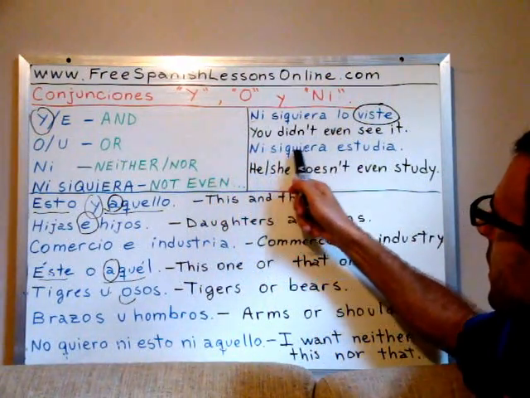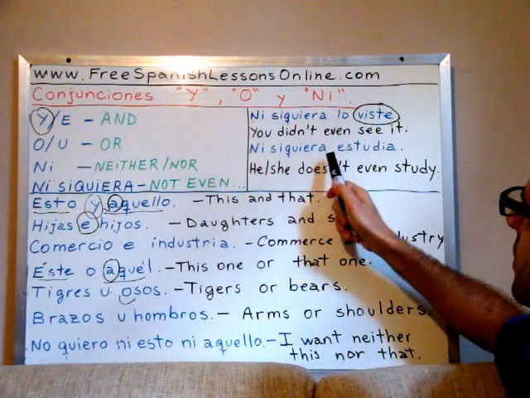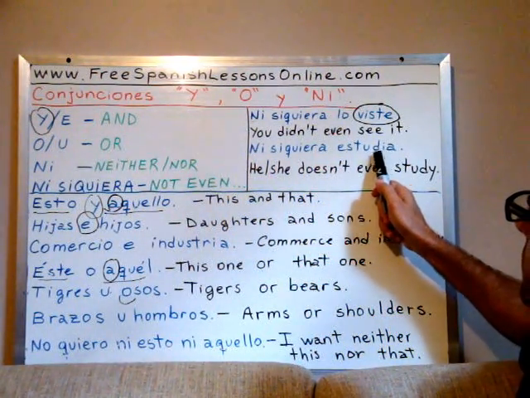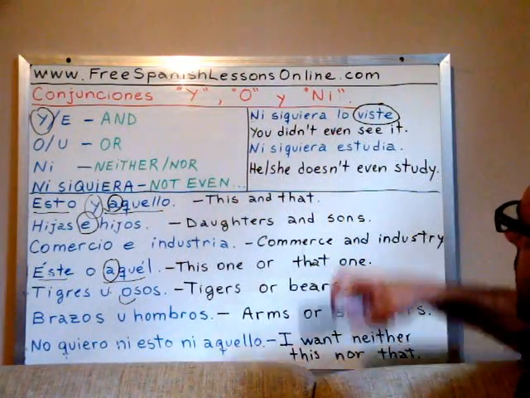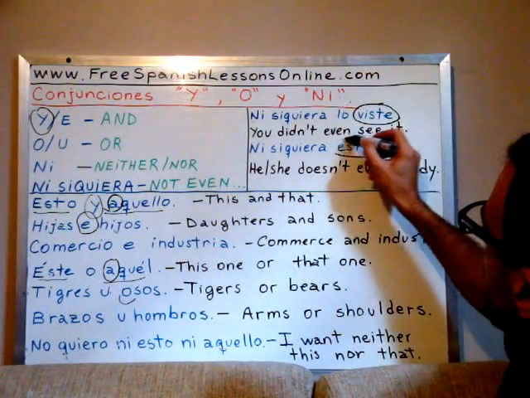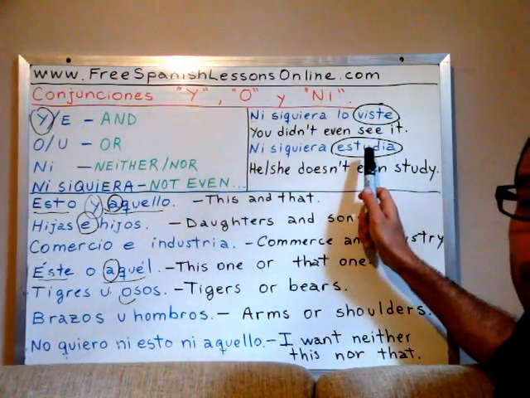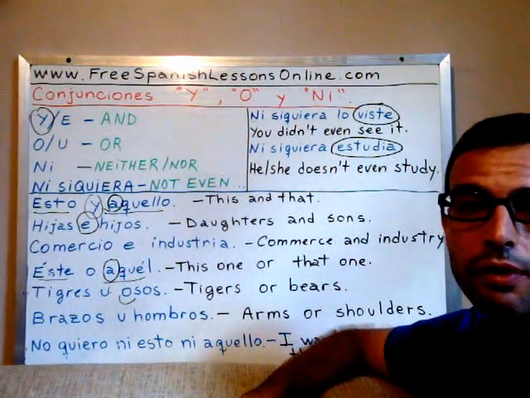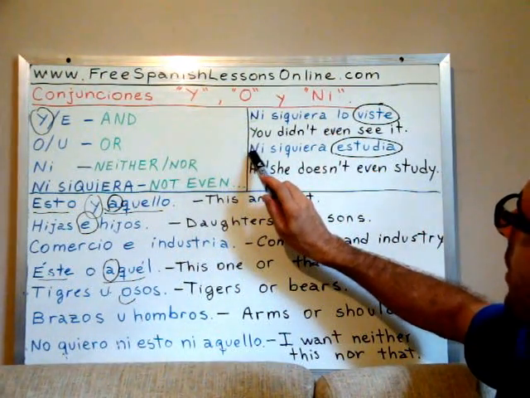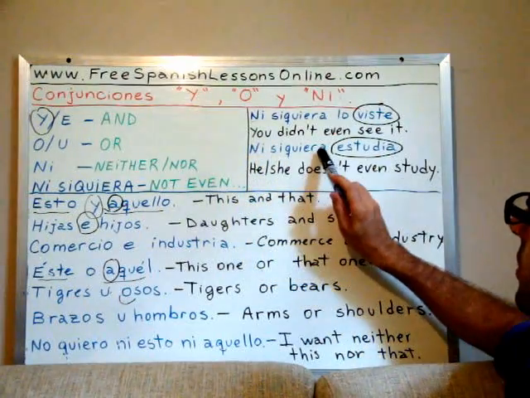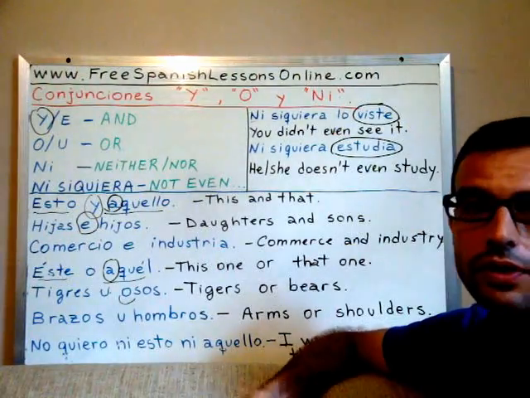Then, ni siquiera estudia. Not even studies. Okay? Here, the same thing as here. I look at the conjugated verb and I immediately know that this verb is in present tense for the third person of the singular, so this is he or she. So this means not even studies, right? Or he or she doesn't even study.